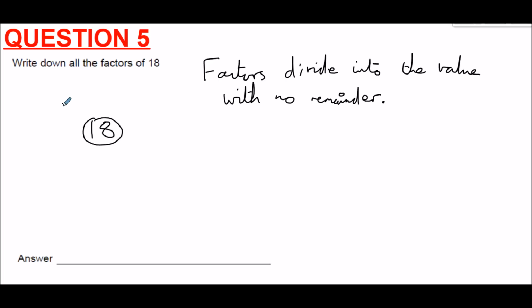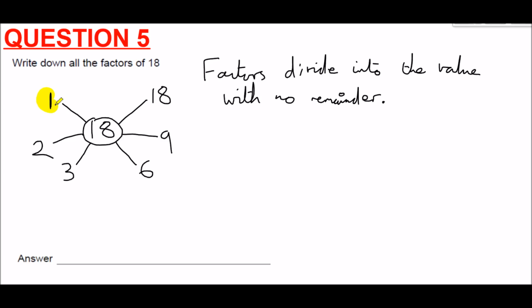Also, factors will always come in pairs. So think, what's the smallest number we can divide 18 by? The smallest number we can divide anything by is 1. Anything divided by 1 equals itself. The next one, 18 divided by 2, gives us 9. And 18 divided by 3 equals 6. And so these are all the factors.